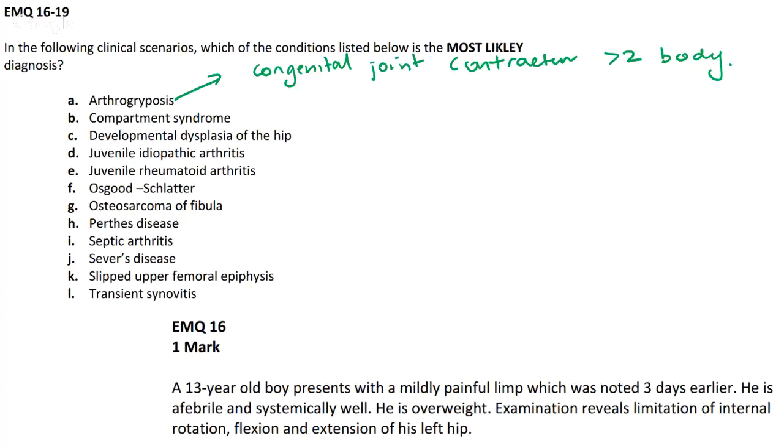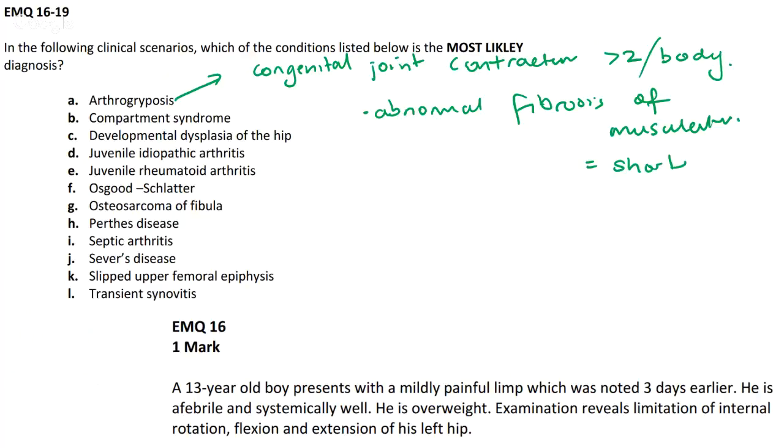More than two. You know what I mean. Okay. So why do we get it? It's an abnormal fibrosis of musculature. Which, if you have fibrosis, that equals shortening, okay? Which is why you get the contraction defects.